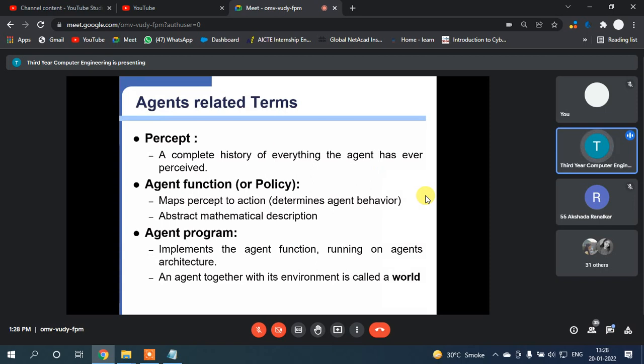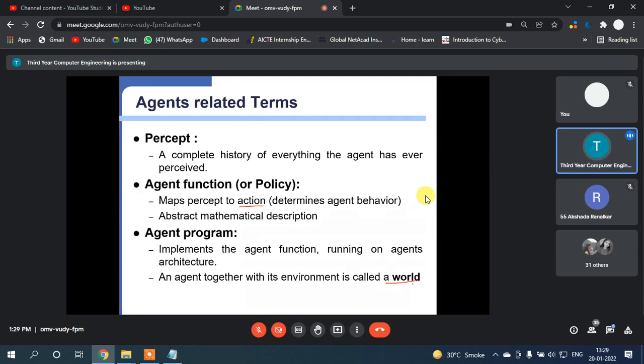What is the agent function? It maps the perception to an action. We have seen this in the architecture of the agent. It determines the agent's behavior, an abstract mathematical description called the agent function. What is the agent program? The implementation of an agent function is called the agent program, and an agent together with its environment is called a world. The agent together with the environment is called the world.